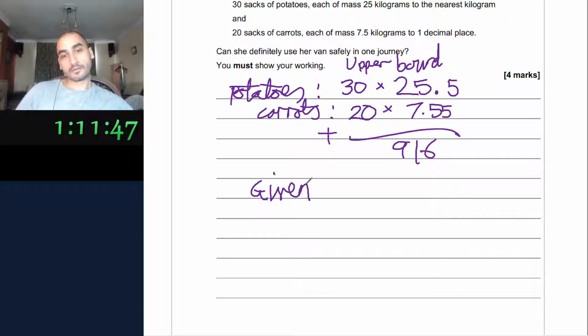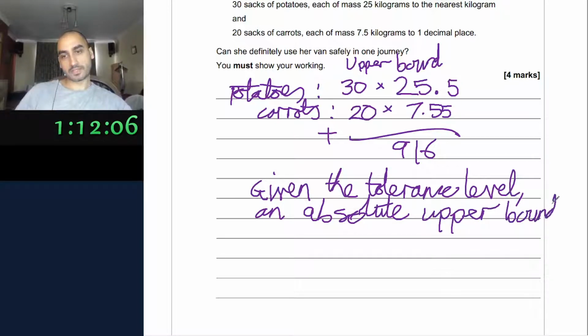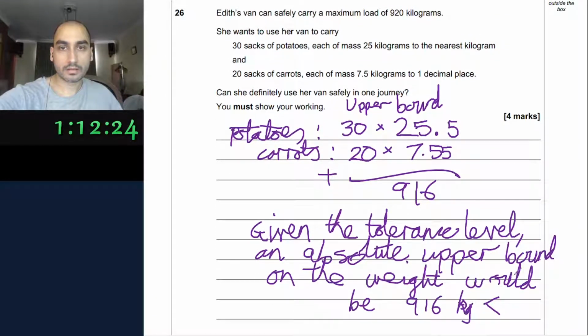Given the tolerance level, an absolute upper bound on the weight would be 916 kilograms, which is strictly less than 920.